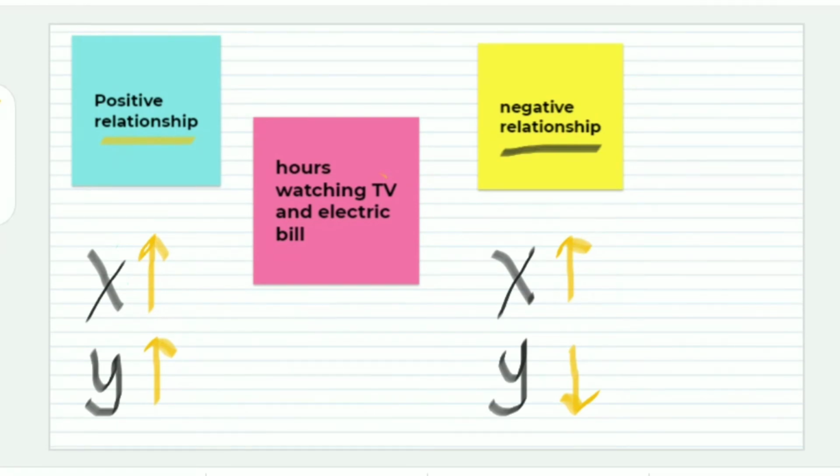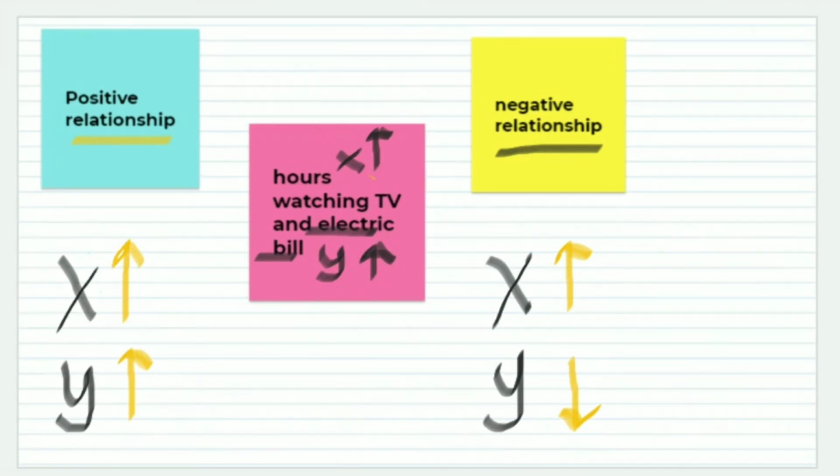Say for example, hours watching TV and electric bill. Your x, or the first variable, is the hours watching TV, and the electric bill is the second variable, the y. So what happens? If you keep on watching TV, it increases, then what happens to your electric bill? It also increases. So is it positive or negative? It is a positive relationship. Are we clear?